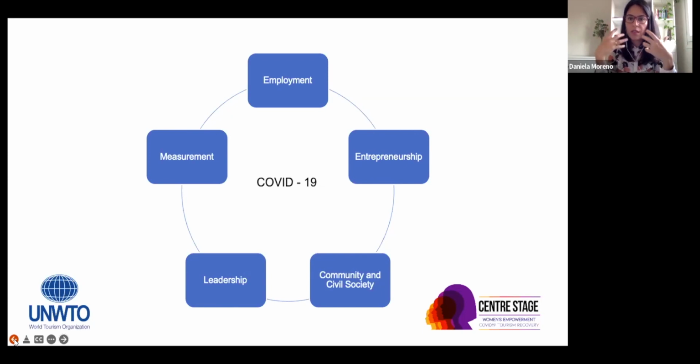So we have to think about these factors that are quite important to really understand how we can integrate gender equality in this first pillar, that is employment. So if we move to the second one, this is about entrepreneurship, right? Tourism has two major impacts when talking about women entrepreneurs.